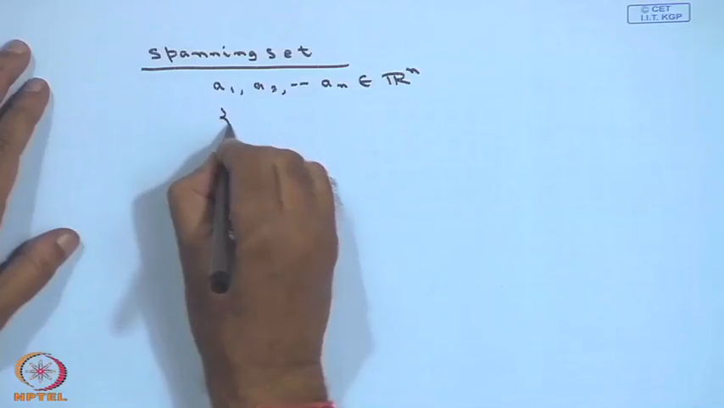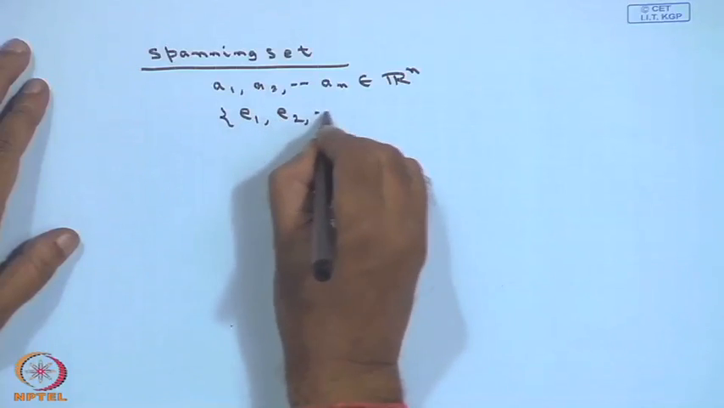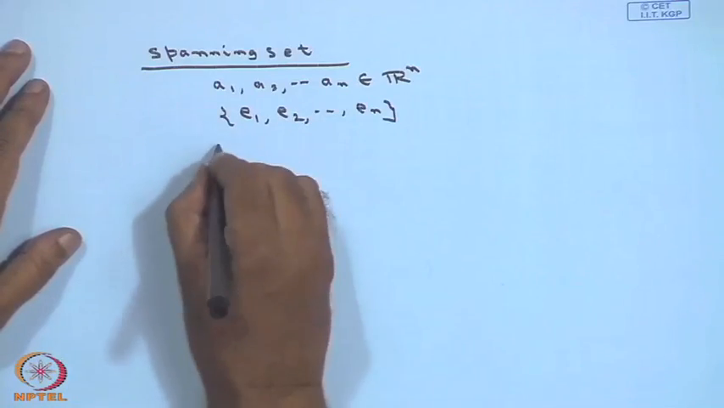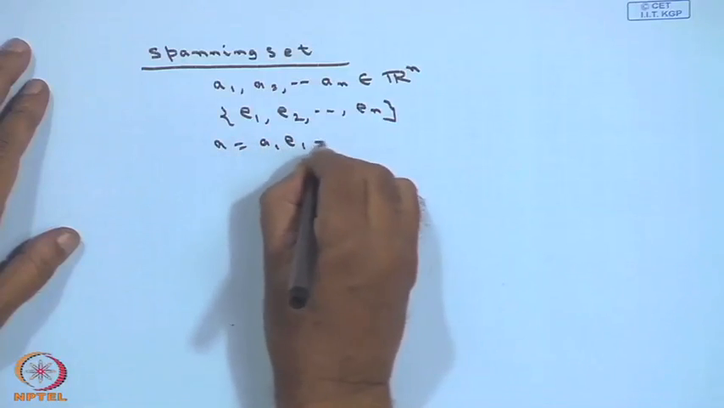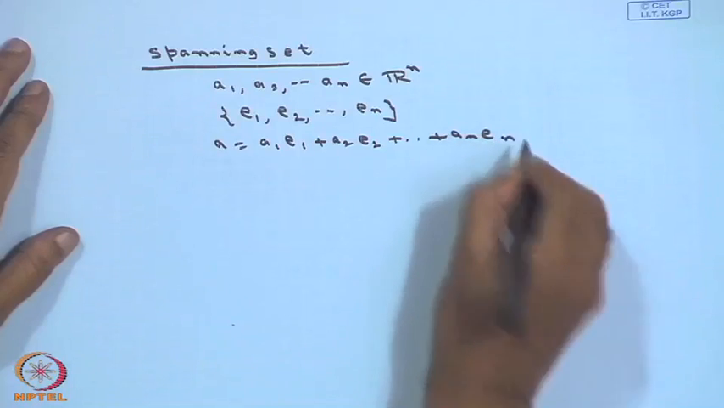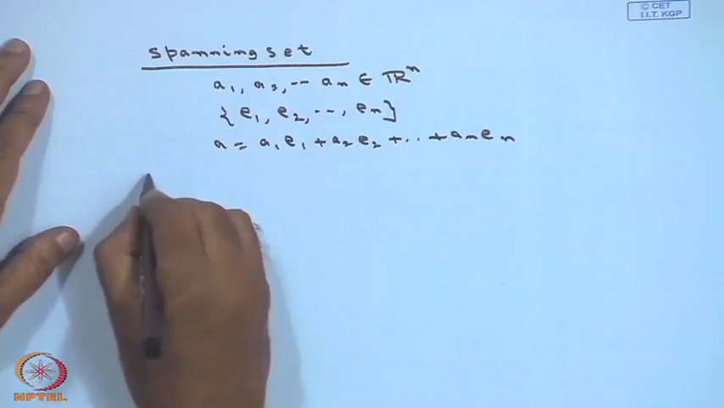For example, if you take the set of vectors e1, e2, ..., en, any vector on Rn can be generated from this set. Your e1 is (1, 0, ..., 0), the unit vector: it is 1 on the first component and all others are zeros. So, any vector a can be written as a equals a1 e1 plus a2 e2 plus ... plus an en. So, this is a spanning set.